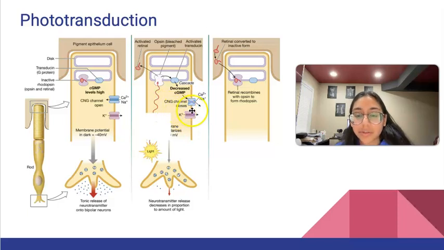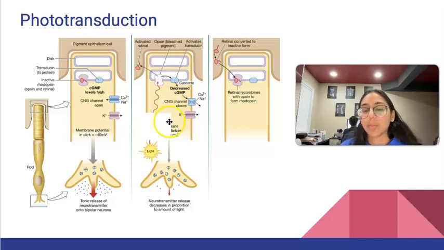CNG channels close, which prevents positive ions from coming into the cell, but the potassium leak channels are still open, and this causes the cell to hyperpolarize to about negative 70 millivolts. And this is a graded response, so in bright light, no glutamate will be released because the calcium channels will never open. But in dim light, some calcium channels will open and a little bit of neurotransmitter will be released.